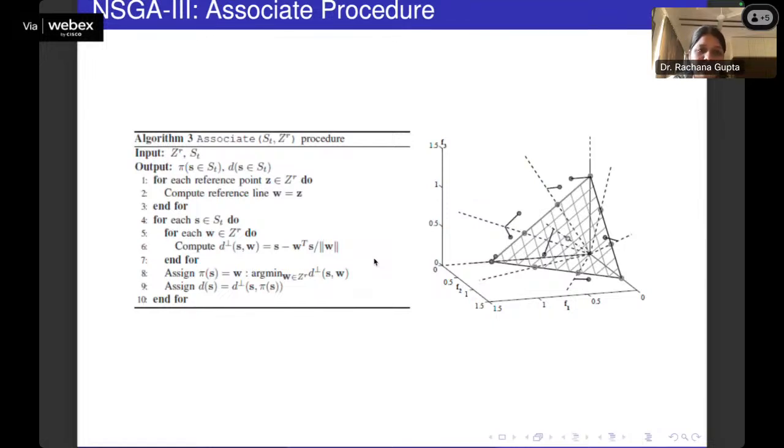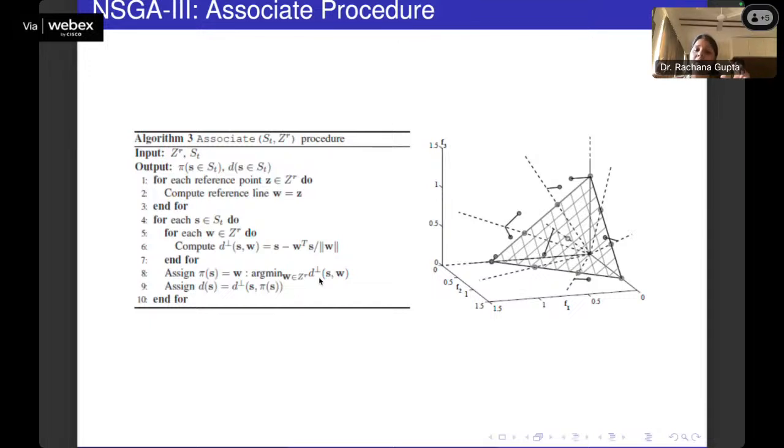I still have 10 minutes, right? Now let's quickly come to the associate procedure. What I have already told you is that once you draw a reference point, as you can see in line number 1, for each reference point we will calculate a reference line. Now from the reference line, we will calculate the Euclidean distance. Can you see the sign over here? Perpendicular distance. We will calculate the Euclidean distance, and can you see this argument minimum? It means that those minimum distance solutions will move into the next iteration. So this is all about the associate procedure in NSGA3.